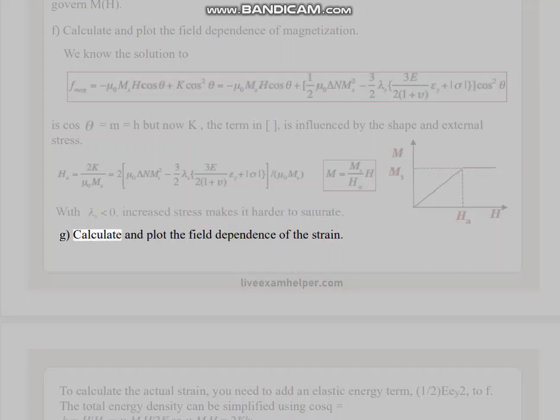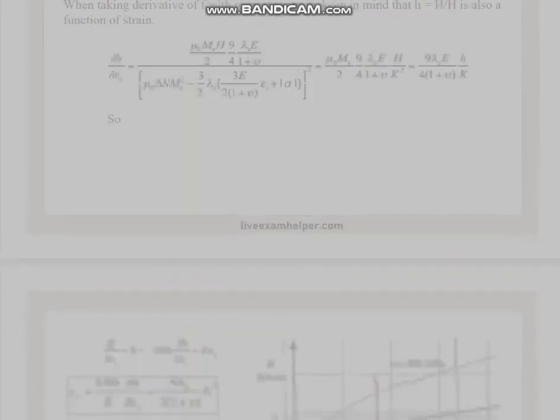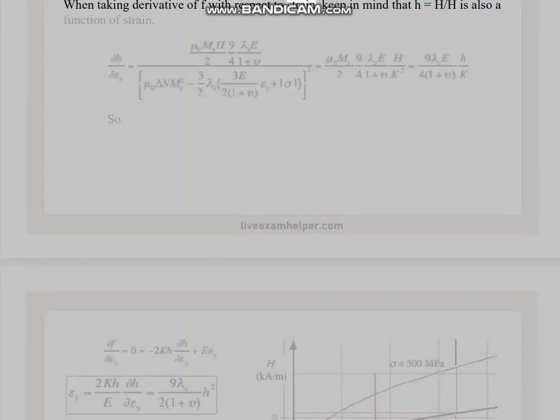G. Calculate and plot the field dependence of the strain. To calculate the actual strain, you need to add an elastic energy term, 1/2 E ε², to F. The total energy density can be simplified using cos θ equals h when taking the derivative of F with respect to strain. Keep in mind that h equals H/H_K is also a function of strain.